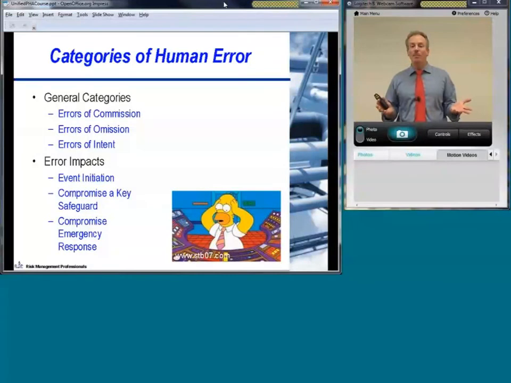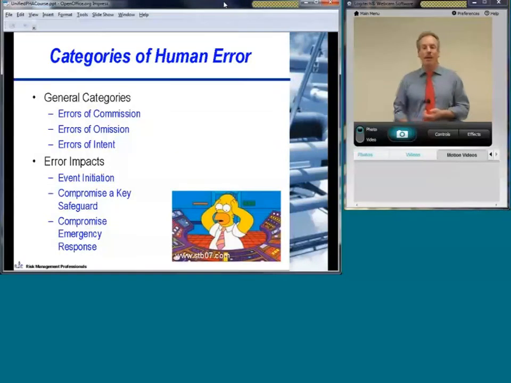The kind of impacts these have: the human error might initiate an event. It might compromise a key safeguard. If there's an important alarm and the operator has to take action, well, that operator action can have some error potential in there. Also compromised emergency response. If something is confusing, if the equipment doesn't work, and the operator has to take some alternative measures, these are all things that can have operator errors come into play.